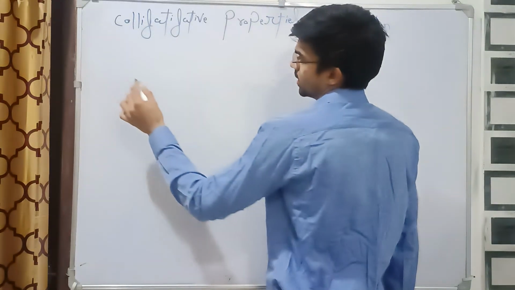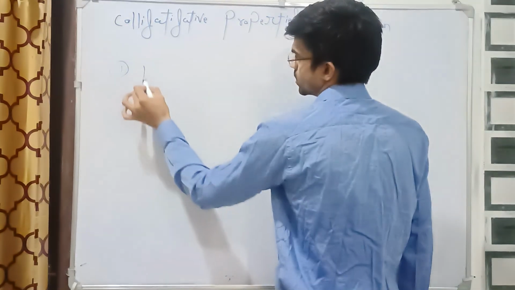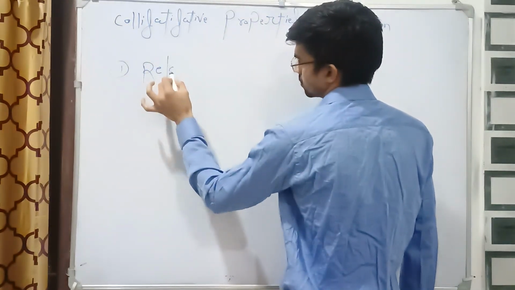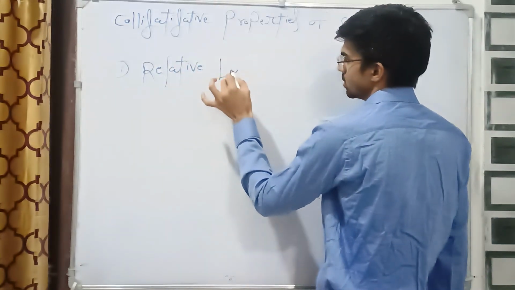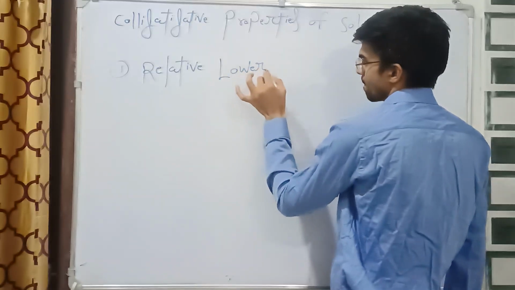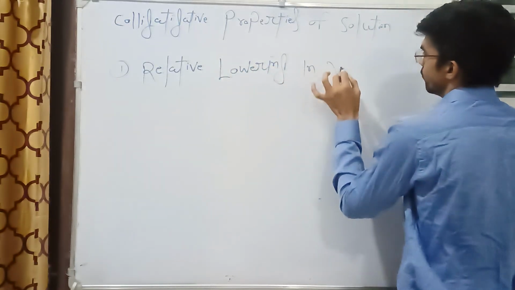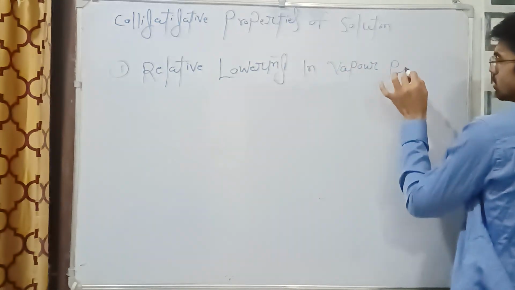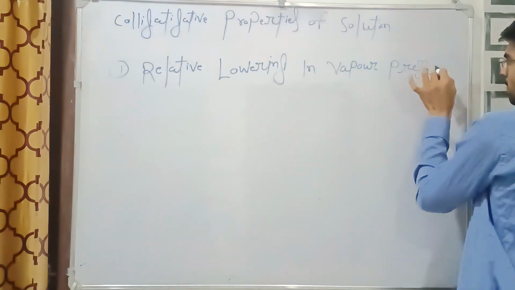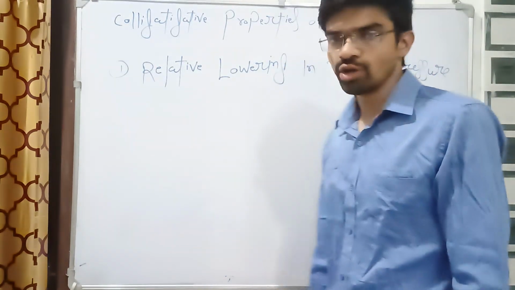So the first colligative property is relative lowering in vapor pressure. So what is this relative lowering in vapor pressure?